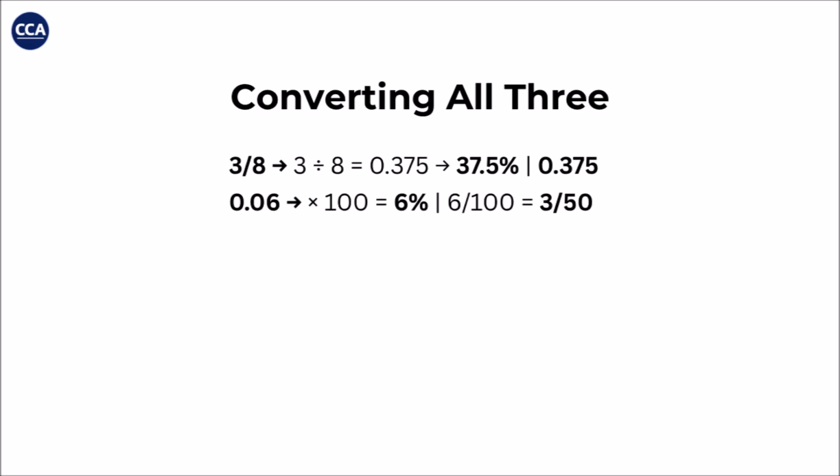Now start with 0.06. To percent. 0.06 multiplied by 100 equals 6%. To fraction. 6 over 100 equals 3 over 50. Now start with 120%. To decimal. 120 divided by 100 equals 1.2. To fraction. 120 over 100 equals 6 over 5.